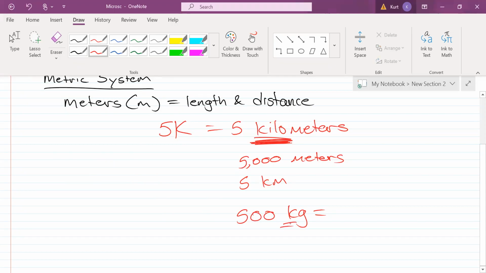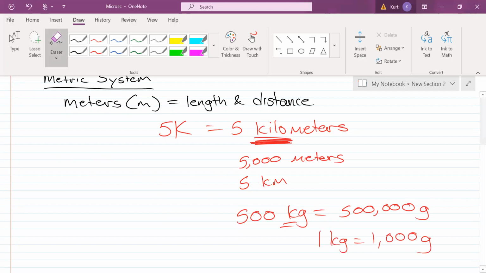Just by the prefix kilo, it means 1,000. So it's interchangeable between grams and liters and meters. You could do watts, you could do joules, you could do a lot of different things. So this would just be 500 kilograms. You add an extra 1,000 to that, that's going to be 500,000 grams, because 1 kilogram is equal to 1,000 grams.